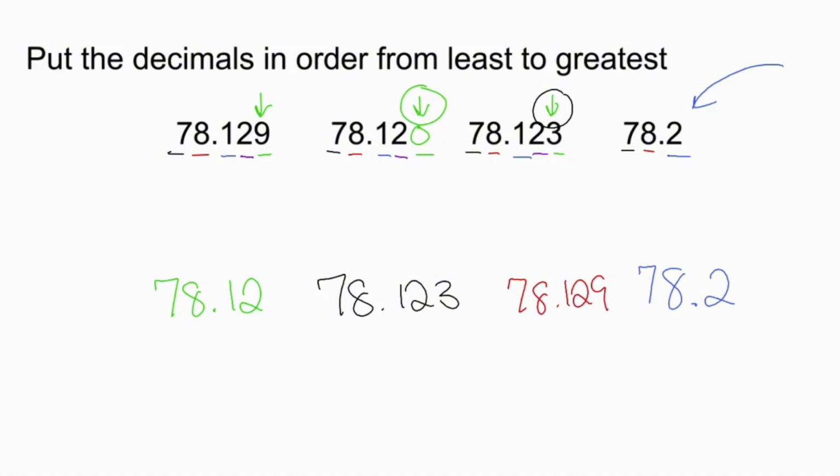So let's see what color I didn't use yet. How about purple? Let's separate these with commas. And from least to greatest, I have 78 and 12 hundredths, 78 and 123 thousandths, 78 and 129 thousandths, and 78 and 2 tenths.